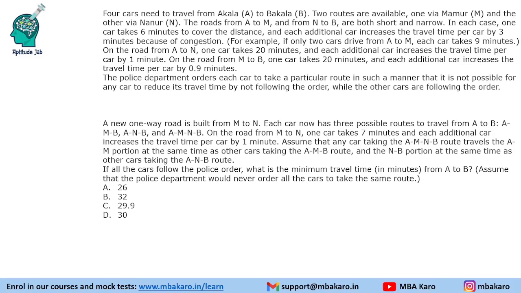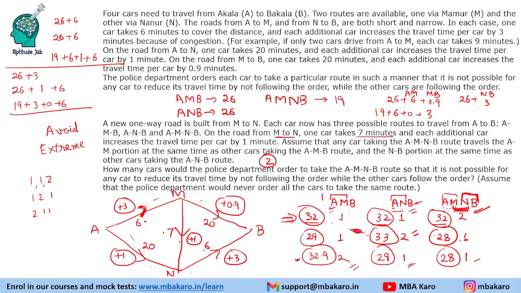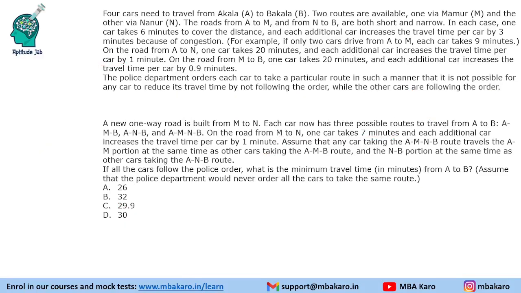Now the question is, if all cars follow the police order, what is the minimum travel time from A to B? Okay, so obviously we see that the minimum travel time in this scenario will be 32 minutes. In other cases, the travel time increases beyond this. So the answer is 32 minutes. So this was the solution to the set and the answers to the questions.